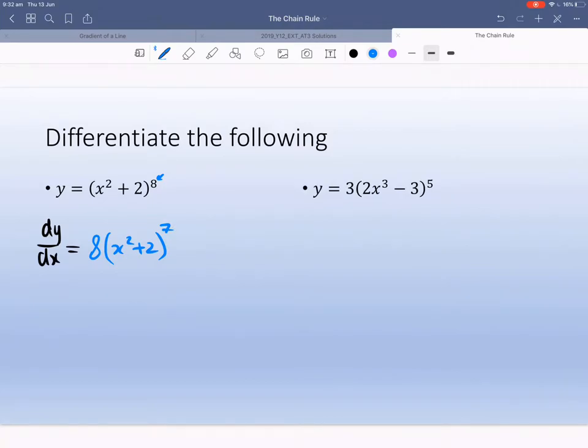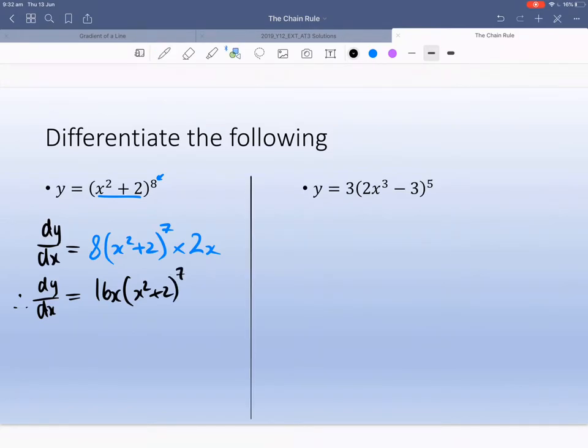Now we always need to multiply it by something, and we multiply it by the derivative of the inside of that. What's the derivative of the inside of the brackets? Just 2x. And we're at the answer. dy/dx equals 16x (x squared plus 2) to the 7. This will always work. Let's do it again.